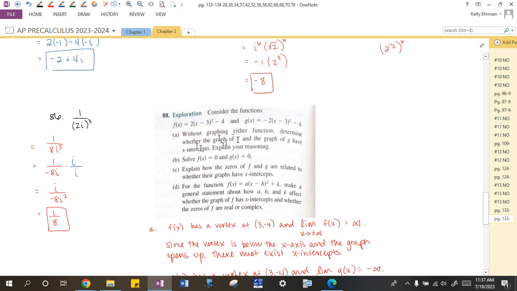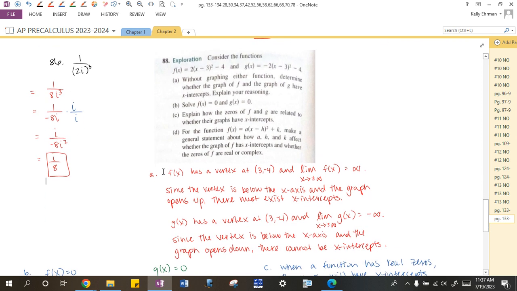So they're not asking, are there zeros? They're asking, are there x-intercepts? Does the graph cross the x-axis? So f of x has a vertex at (3, -4). I can see that from the equation.